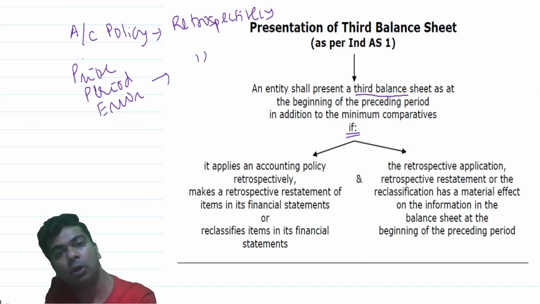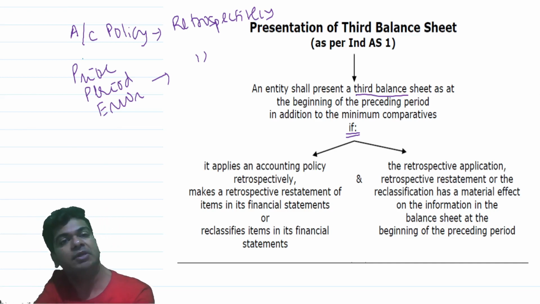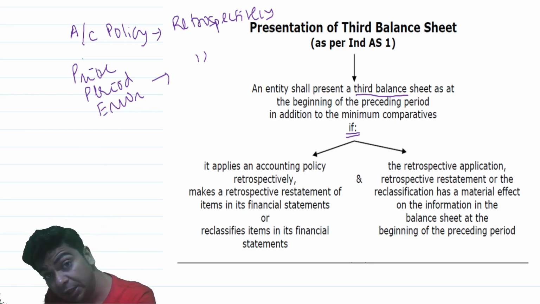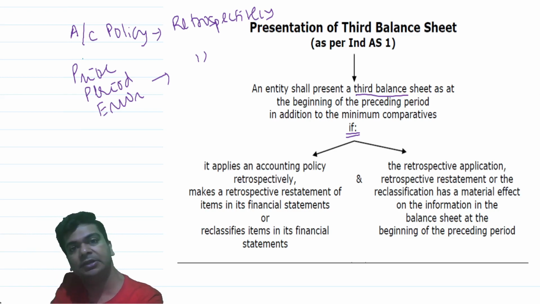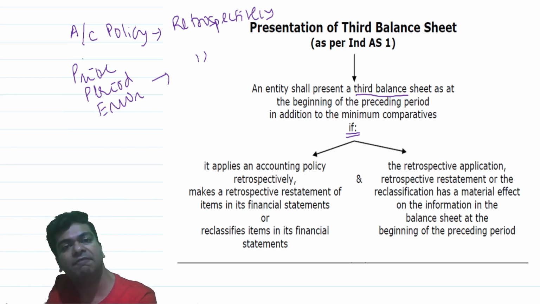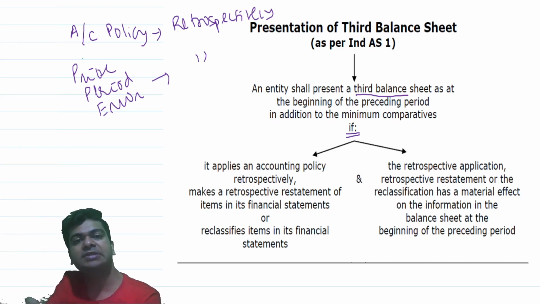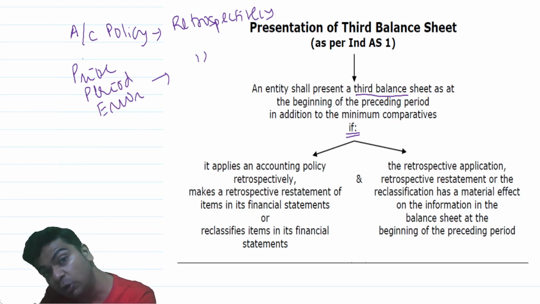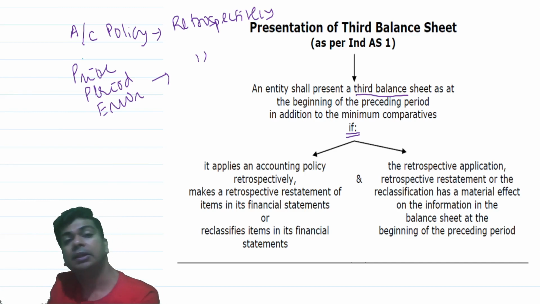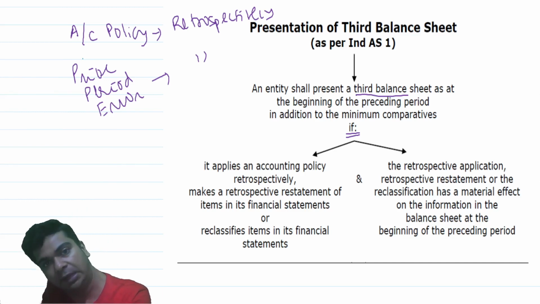But the new accounting policy was selected in the previous year only. Okay, the new accounting policy was selected in the previous year. I will give the effect retrospectively, agreed, but only the previous year will be affected. Years before the previous year will not get affected. Then I do not have to prepare a third balance sheet.